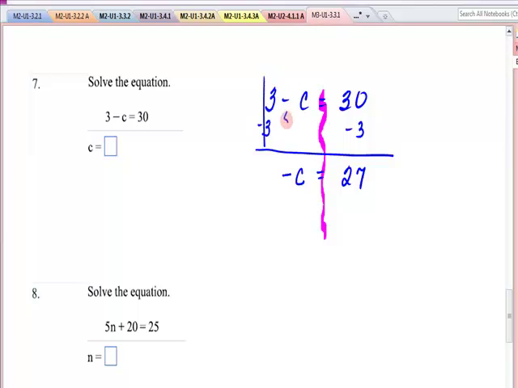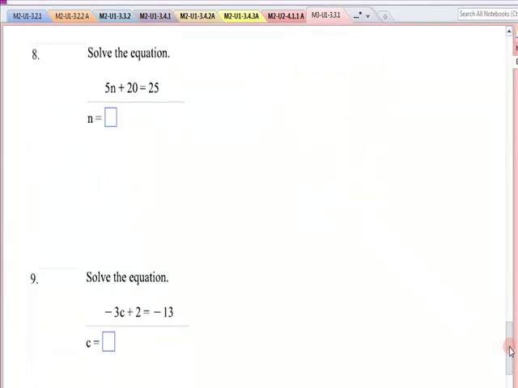Now, you want to make sure that you bring down that sign. There is a coefficient to the c. It's an implied negative 1. So you're going to divide both sides by negative 1, and you get c is negative 27. If you overlook that negative sign, you will get the wrong sign for your answer.